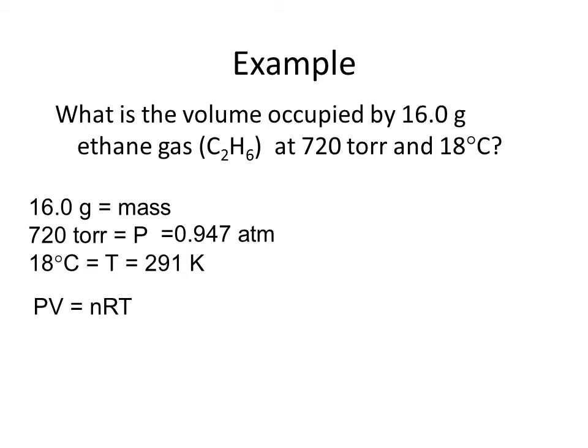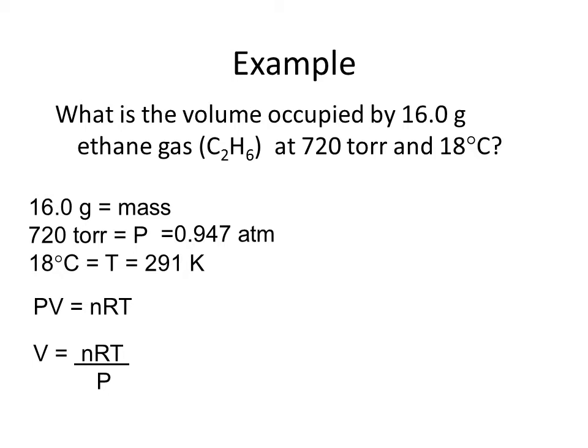If you have two sets of conditions, an initial set of conditions and a final set of conditions, well, that's a combined gas law, isn't it? Well, PV equals nRT is the equation that applies, and if I look at the problem, it says what is the volume, so I know I'm going to have to rearrange this and solve for volume. Volume is therefore equal to nRT over P.